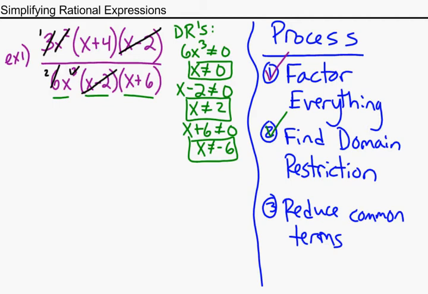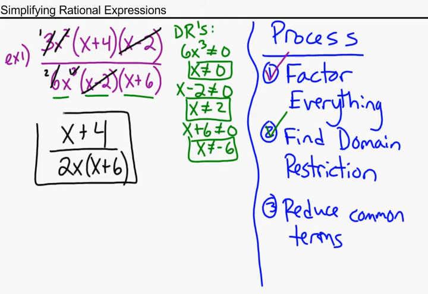The x plus 4 and the x plus 6 have no matching pairs in numerator or denominator, so there's nothing I can do to reduce them. So when I go to write my answer, I take whatever's left on the top, which is just the x plus 4, and I look at the bottom where there's a 2, an x, and an x plus 6. And when I put all those pieces together, that is my reduced rational expression, along with the three domain restrictions that I found.